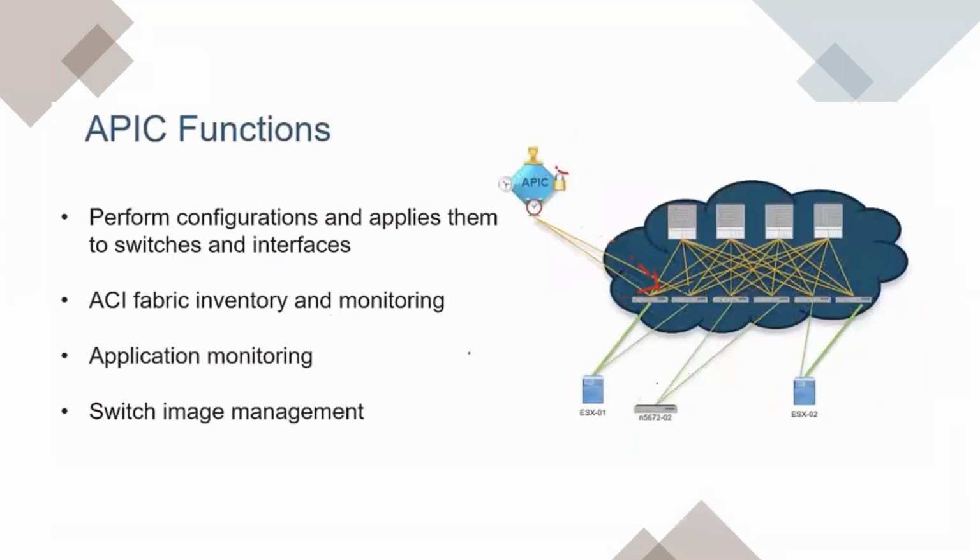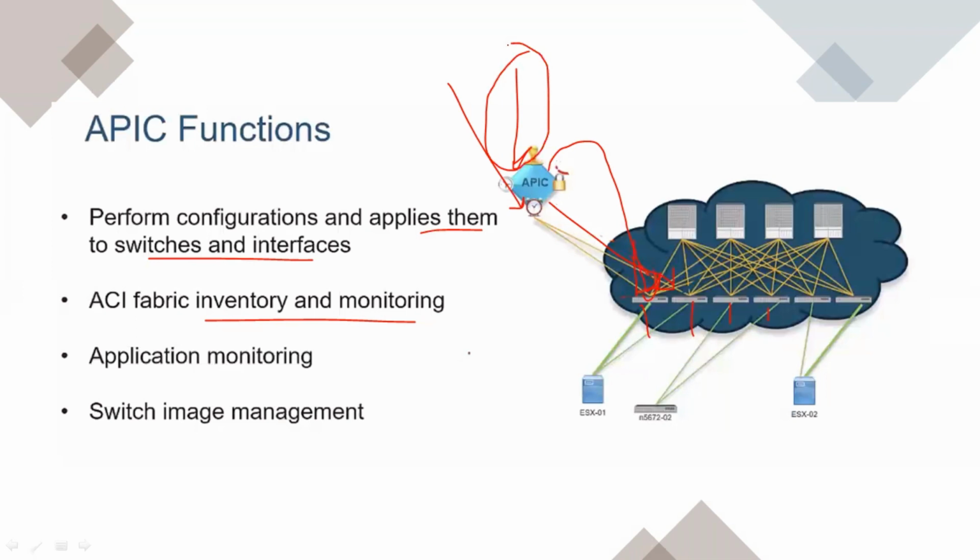Now, what are the APIC functions? Perform configuration and apply it to the switches and interfaces. So APIC pushes the configuration to the leaf and applies it to the switch interface, right? Fabric inventory and monitoring, right? Meaning, say you want to know the fan speed of all the switches. Either you can go to each switch via out of band, or you just log into the APIC and get that information. Obviously a single point, logging into the APIC to get that information, will always be preferred, right? APIC also does application monitoring as well.